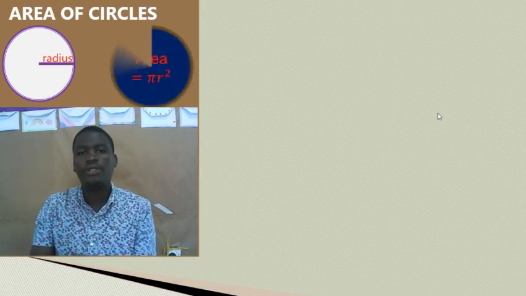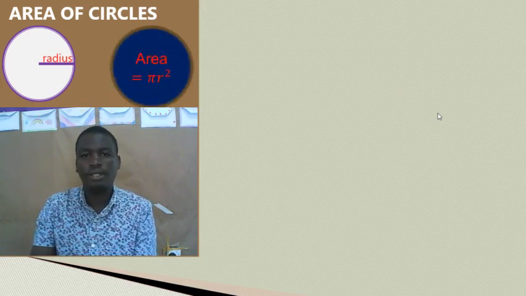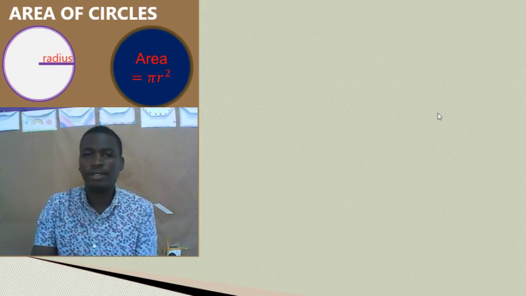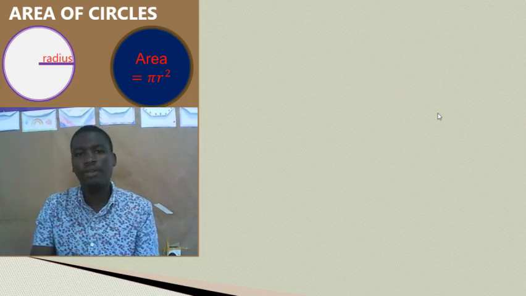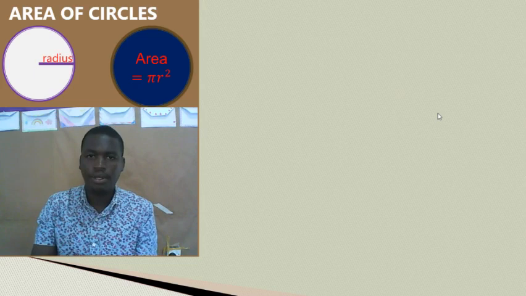So, when we talk about the area of a circle, it is different from the circumference. This time we are saying the area is equal to pi r squared. What is our area? Area is equal to pi r squared. Let's take a look at our examples.